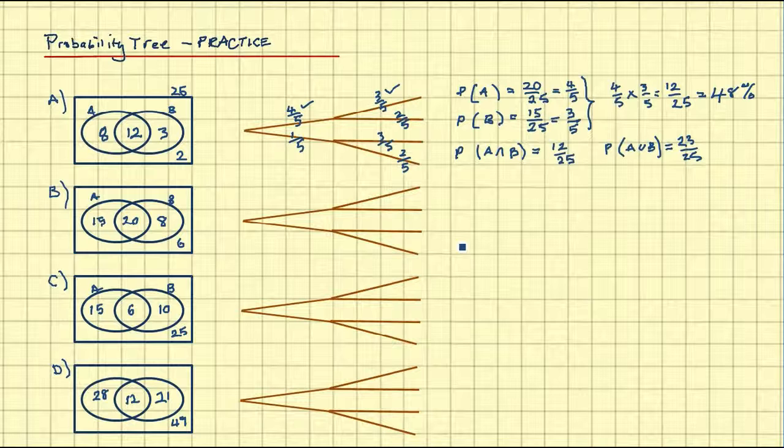Okay, problem B. Pause the video if you understand what to do and give it a go. Okay, so probability of A.